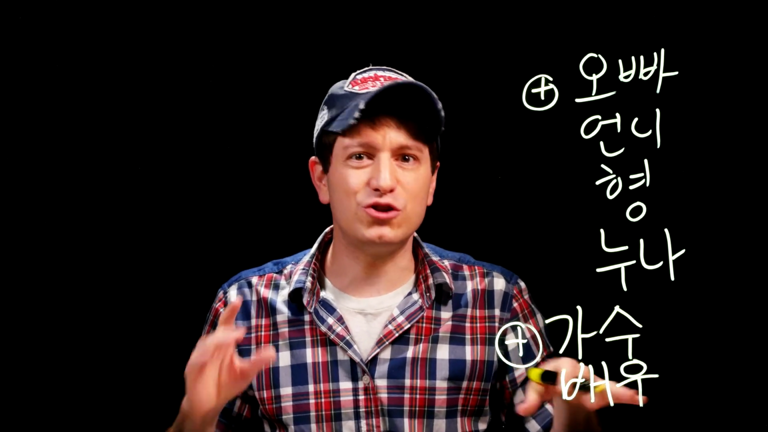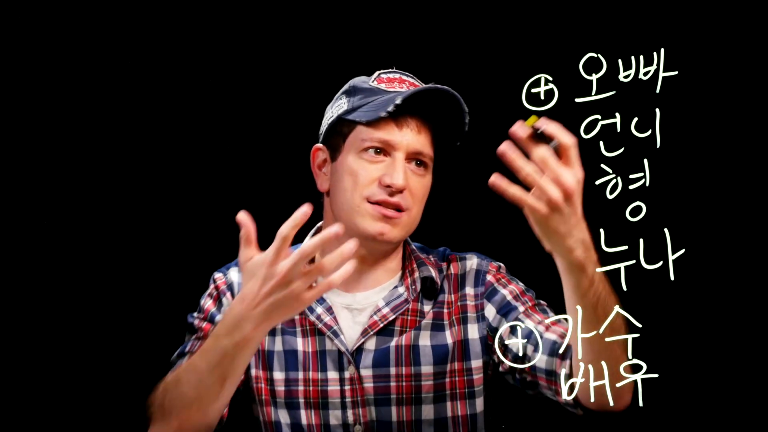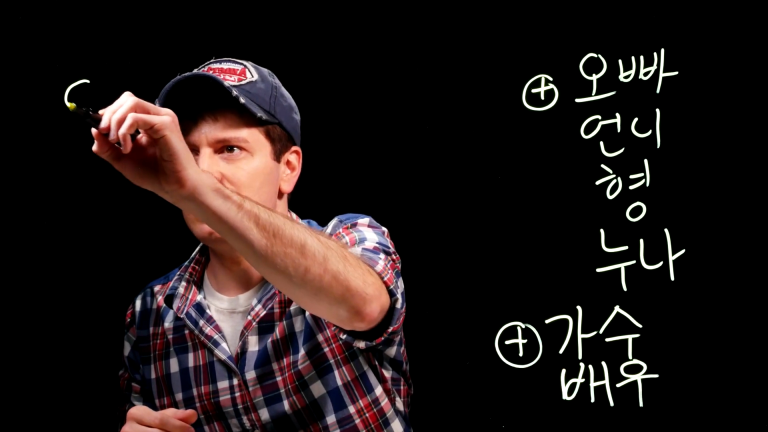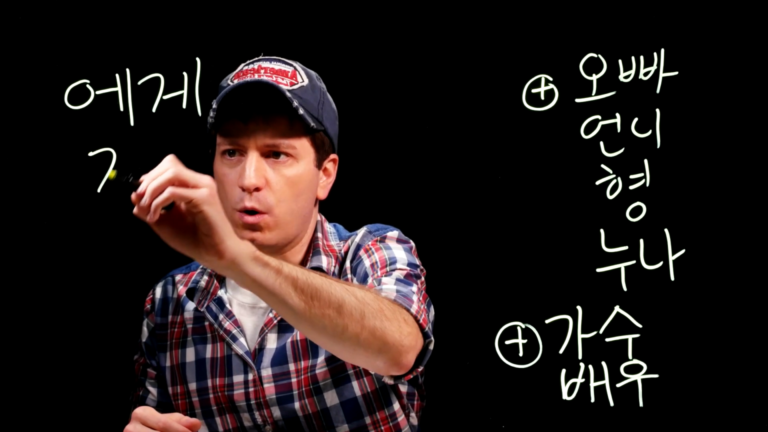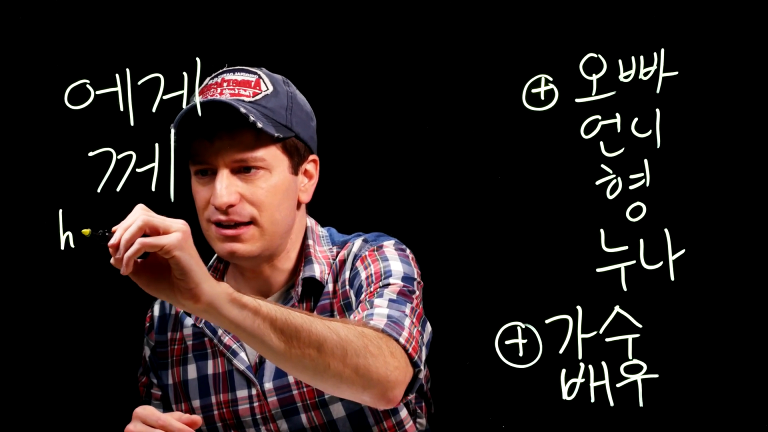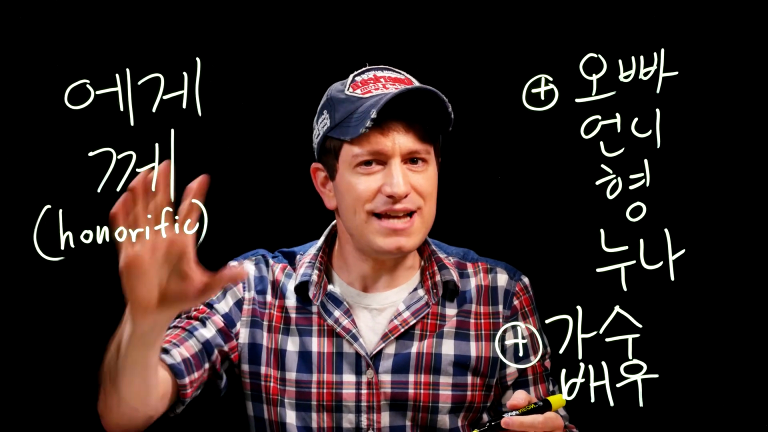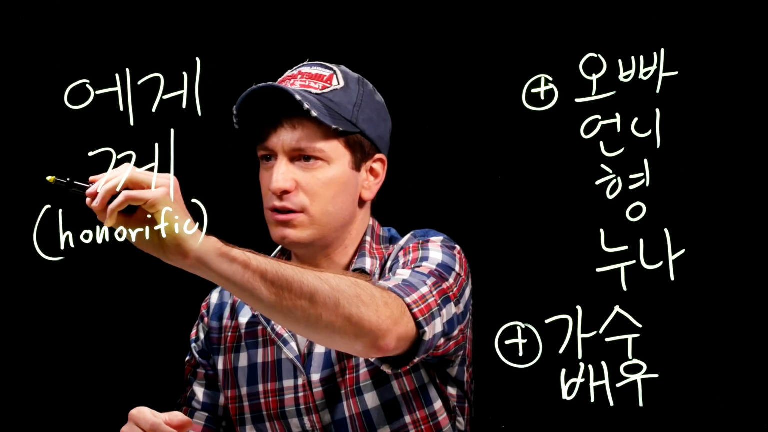So to start a letter, you would use their name, followed by possibly one of these titles, and then you want to say to, so to that person. And you can do that with the particle 에게, or if you're speaking honorifically, you would use the particle 께. Both of these mean to. Now, this is how you start a letter, by saying to a person.